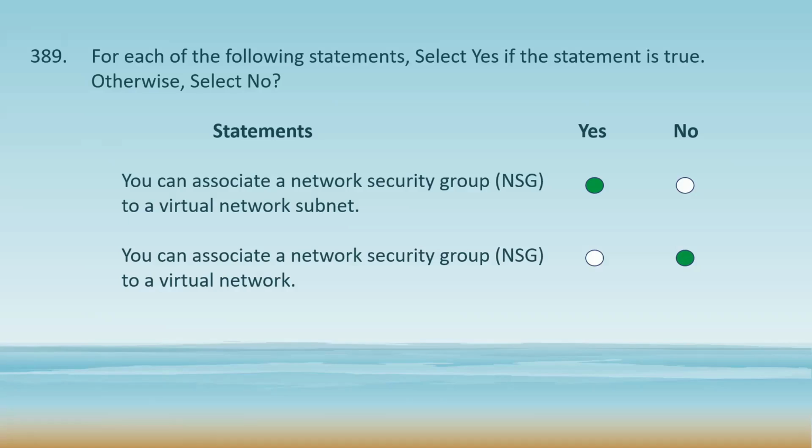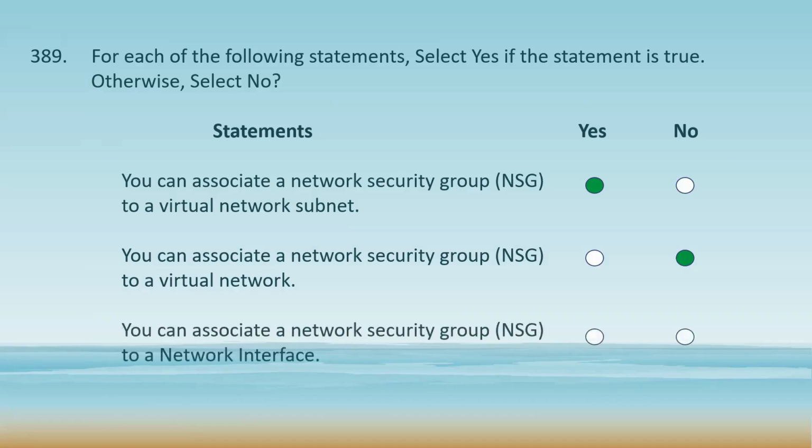And the third statement is you can associate a network security group to a network interface. This statement is correct. You can associate a network security group to a network interface in Microsoft Azure. When you associate an NSG with a NIC, the NSG's rule will apply to the traffic flowing through that specific network interface. This allows you to enforce security policies at a more granular level, controlling traffic to and from individual virtual machines or resources associated with that NIC.